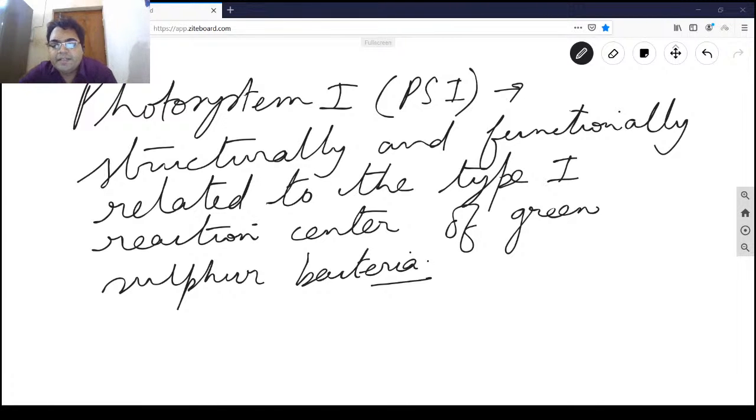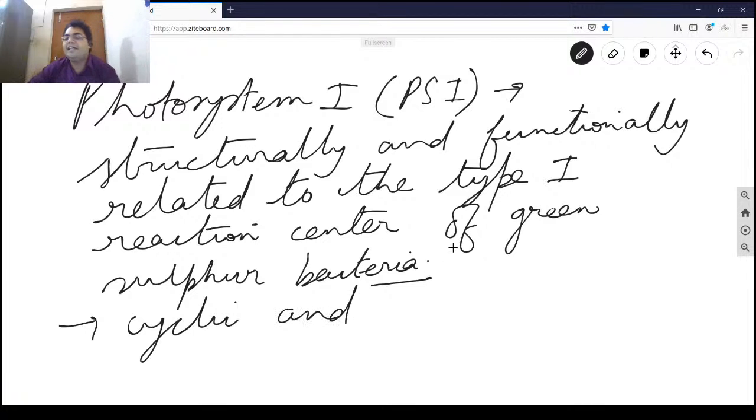Okay, now it goes for cyclic and non-cyclic both, as we had discussed in the last class: from ferredoxin, the electron can return back to cytochrome b6f, which will lead to ATP production. The same ferredoxin, which is the iron-sulfur protein, can also translocate the electron directly to the ferredoxin NADP+ reductase, generating NADPH, right? So it is both cyclic and non-cyclic.